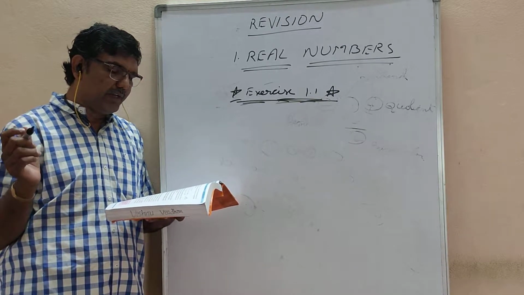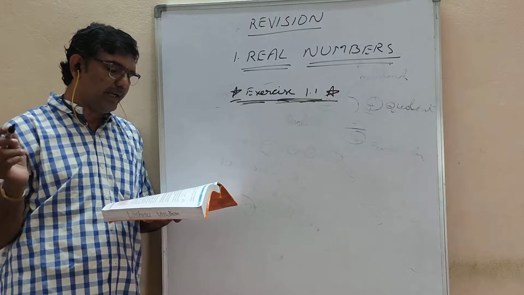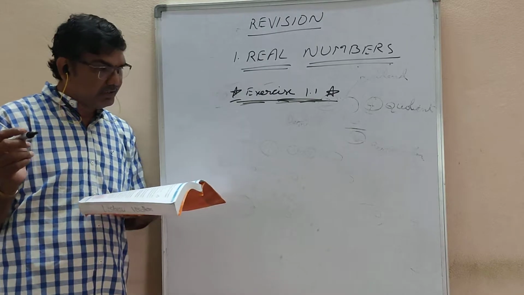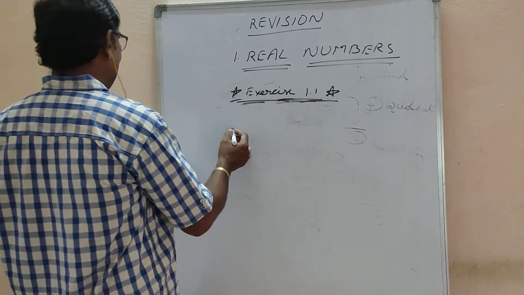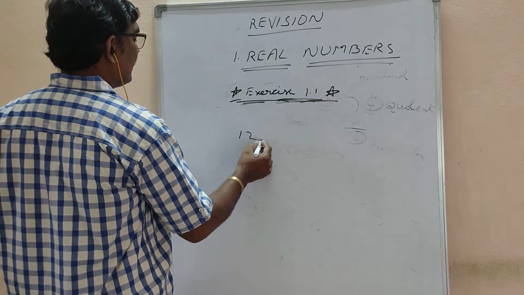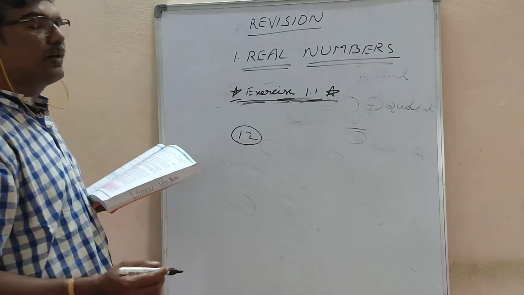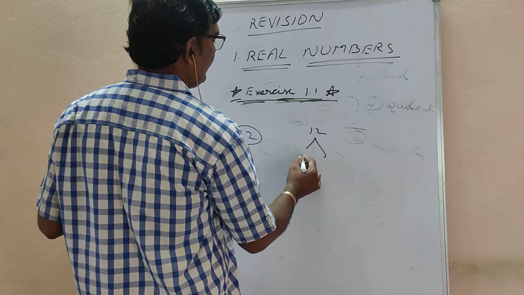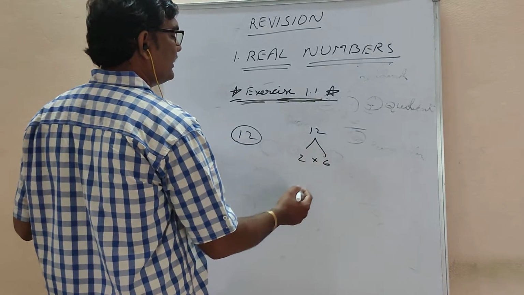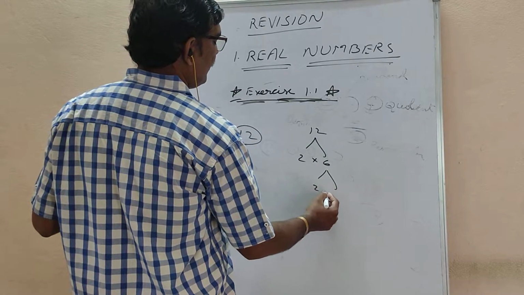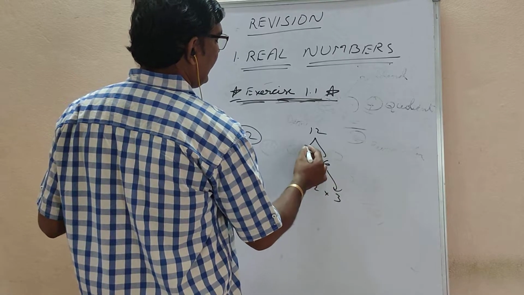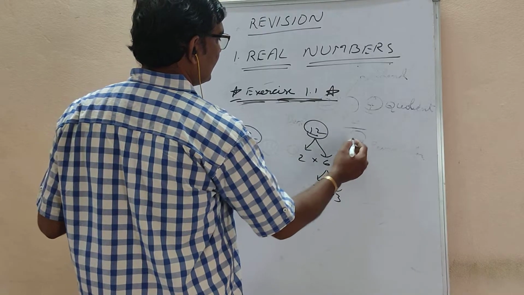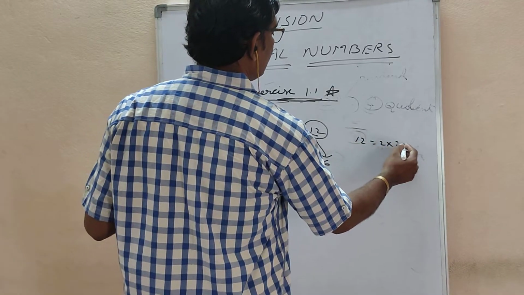The definition is: every composite number can be expressed as a product of primes, and this factorization is unique apart from the order in which the prime factors occur. So if anyone asks, 12 is a composite number. How can we write 12? Can we write 2 into 6 or not? We can write 2 into 6. This 6, how can we write? 2 into 3. So after writing like this, 12 you can write as 2 into 2 into 3. Means the prime factorization of 12 is 2 into 2 into 3.